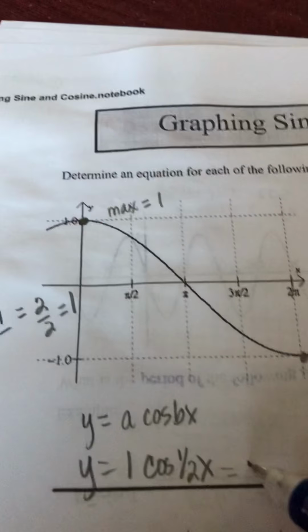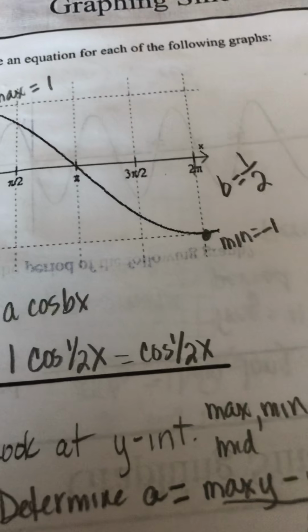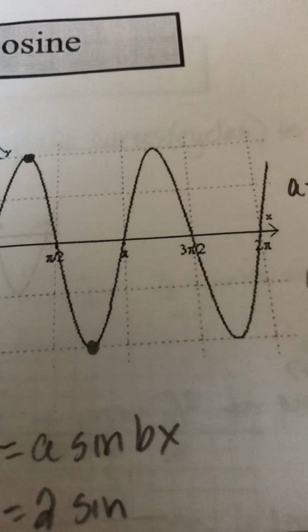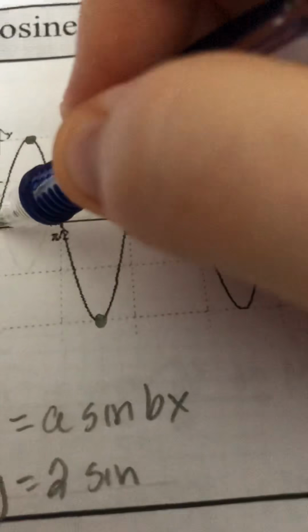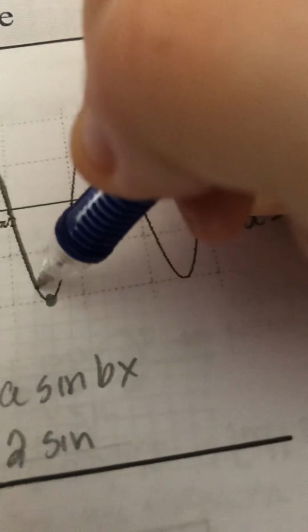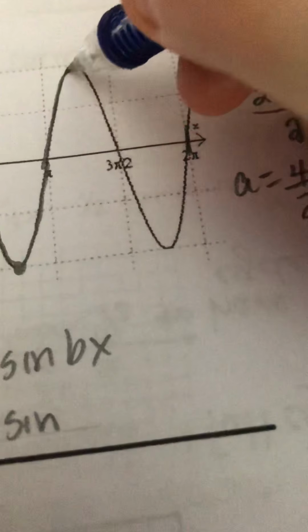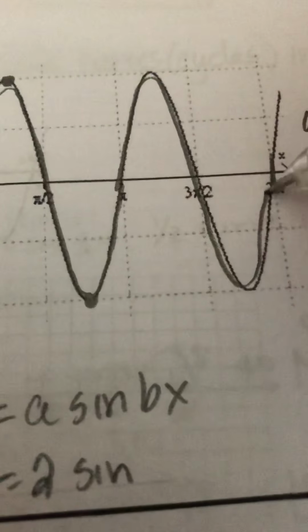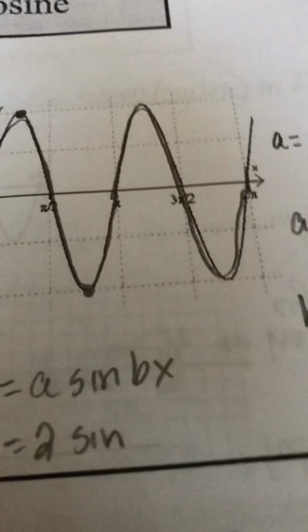Or we don't really need the 1 in the front. Just cosine 1/2 x. Now we look over here at our sine graph. So we're going from 0 to 2 pi. So we trace it out. Well, that's one full sine curve, but we're not at 2 pi yet. That's 2 full sine curves. There are 2 full curves in 2 pi.